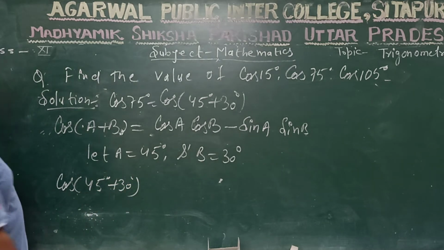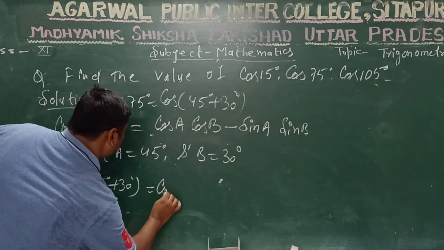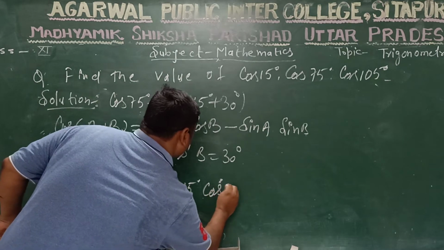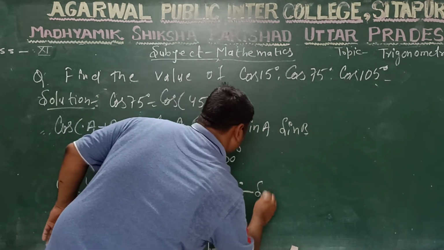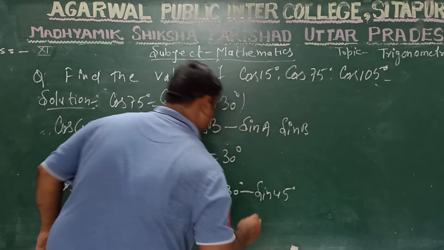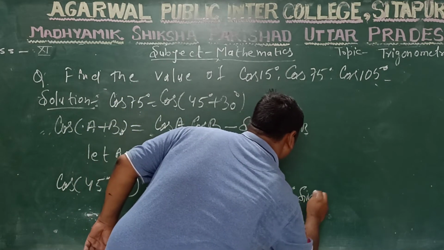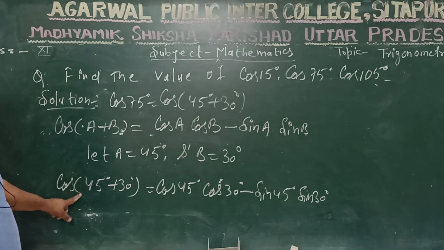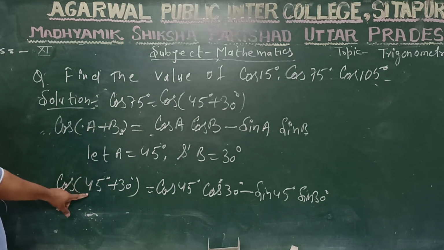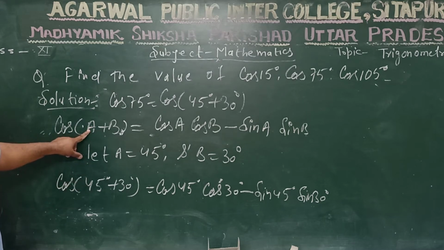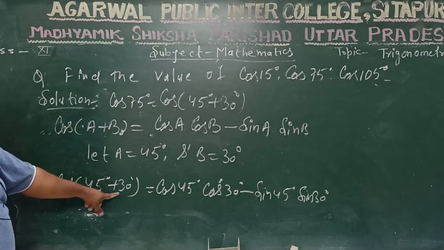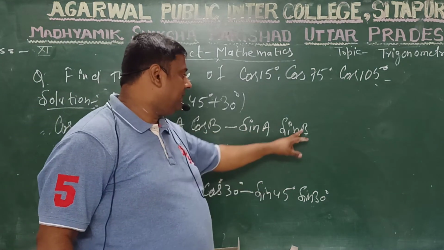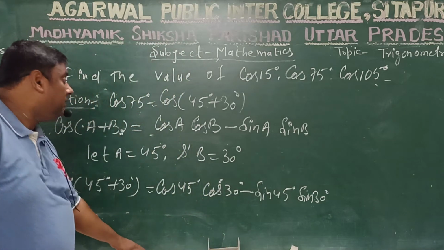Cos 45 plus 30 is cos 45 cos 30 minus sin 45 sin 30. Both are identical. Here A is equal to 45 and B is equal to 30. Okay, first you will note the solution.